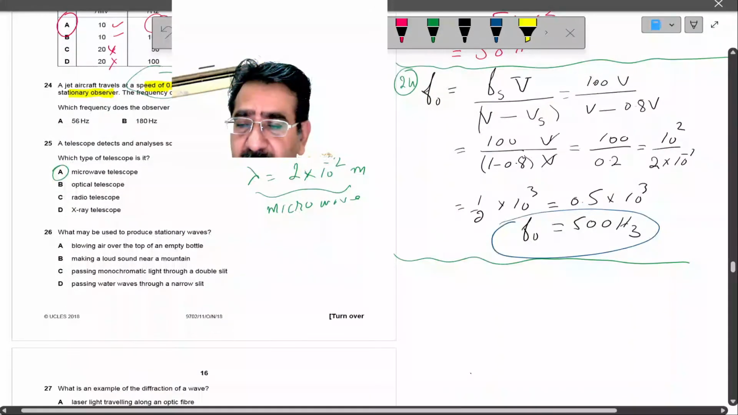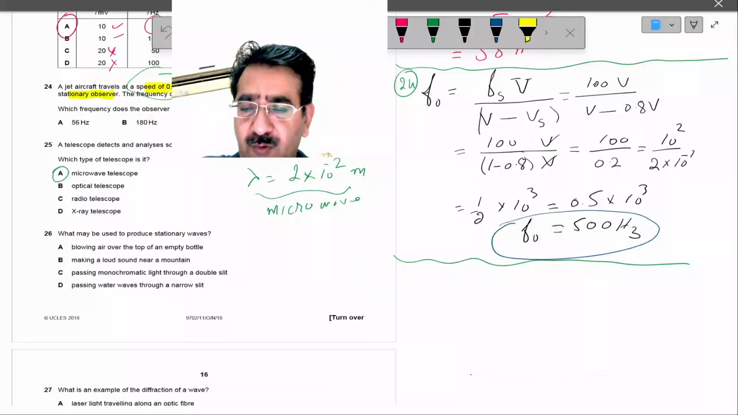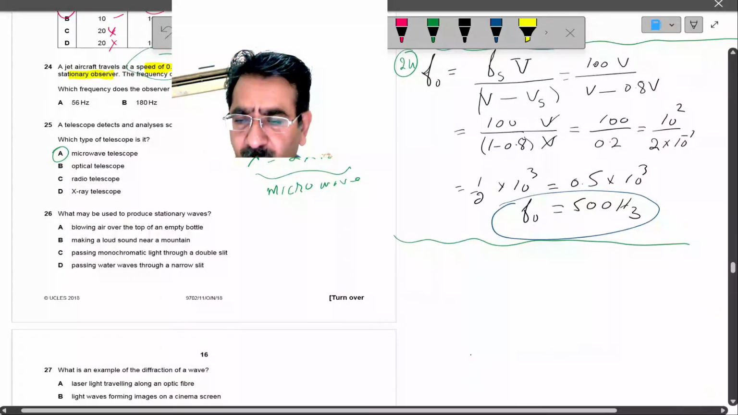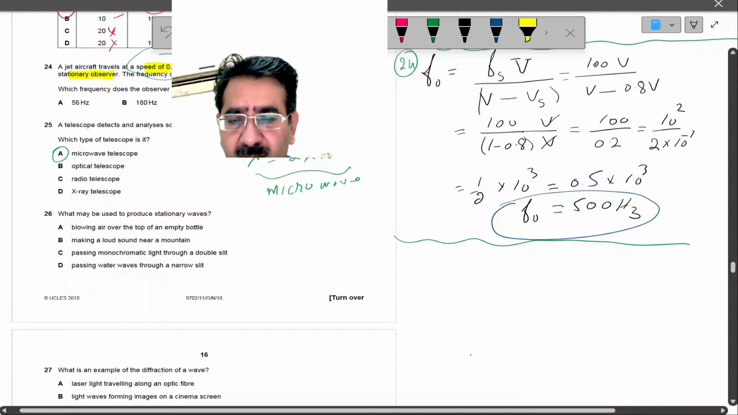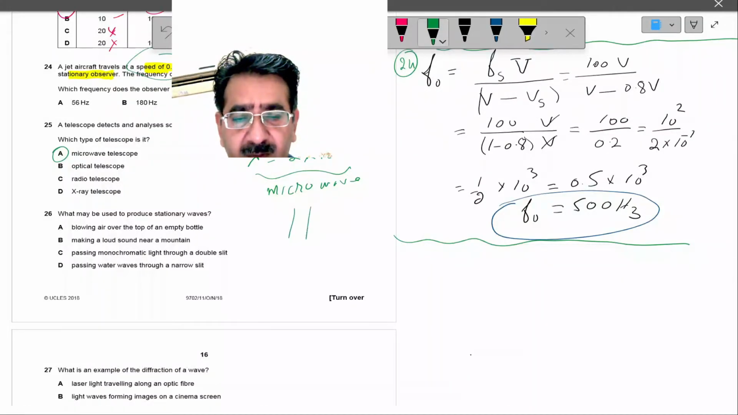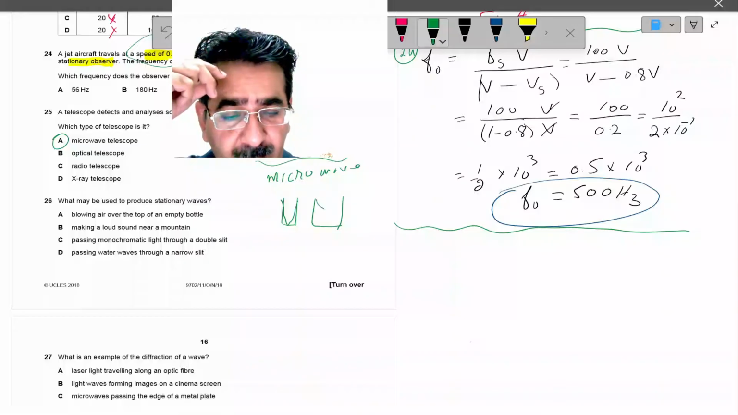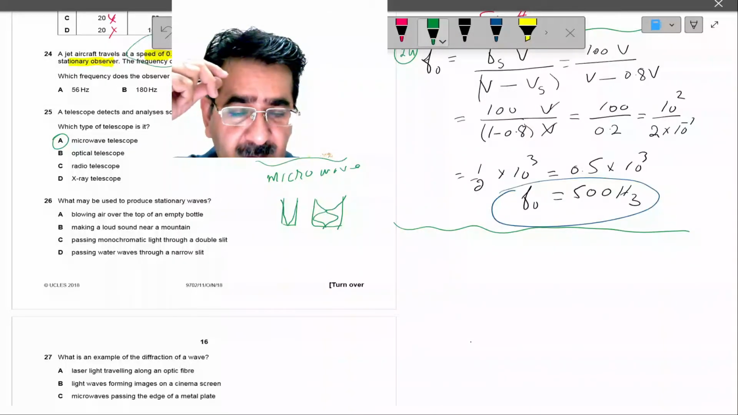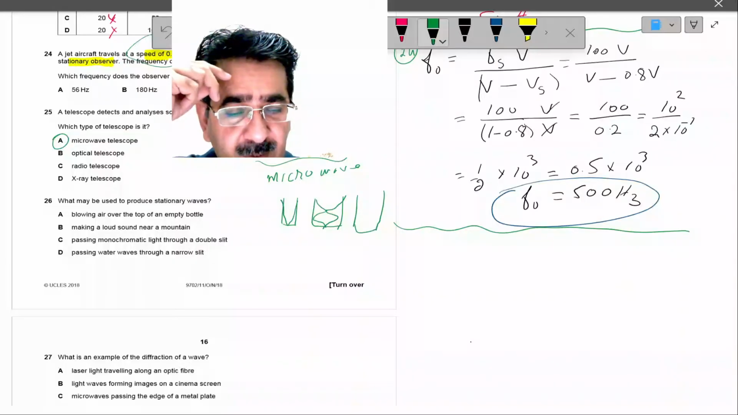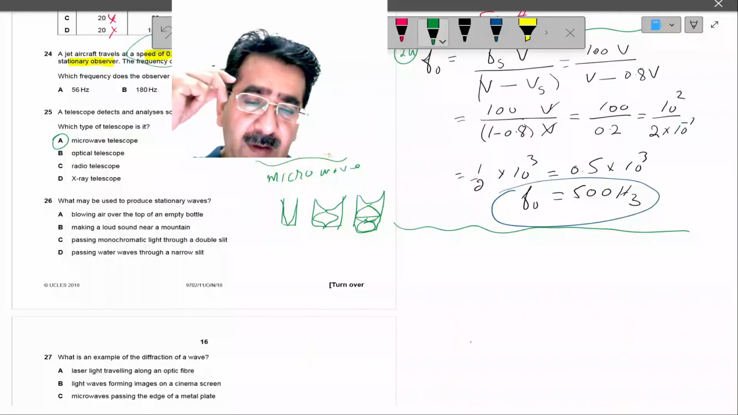The next question is 26. What may be used to produce a stationary wave? A, blowing air over the top of an empty bottle. Yes, we have seen that if the bottle is closed, it will produce a wave like a stationary wave. It may be like this, or like this.